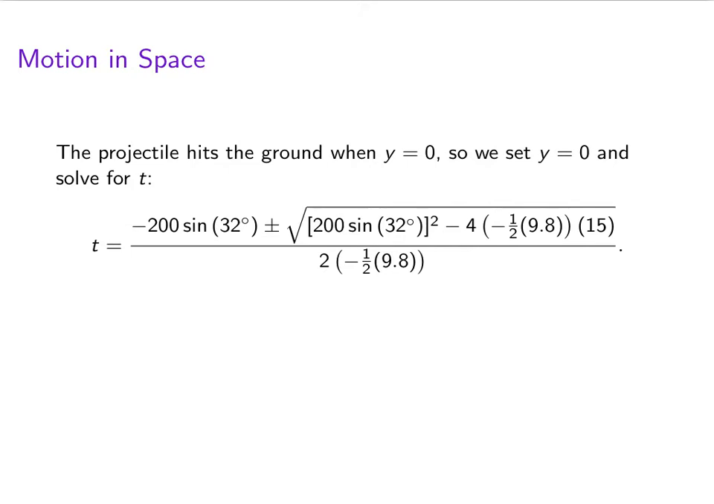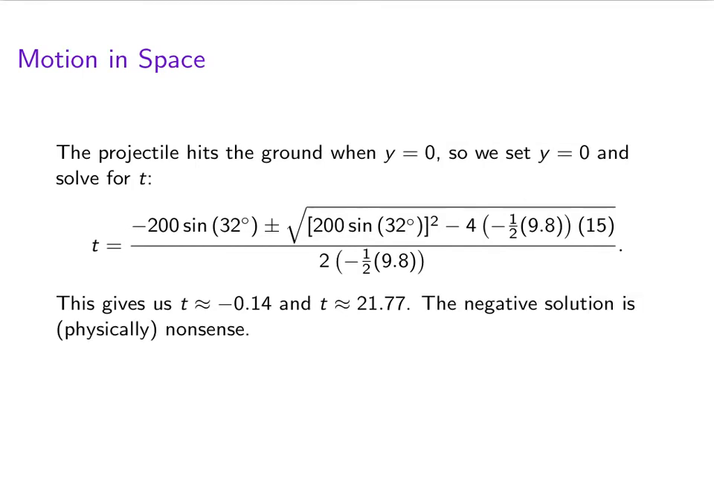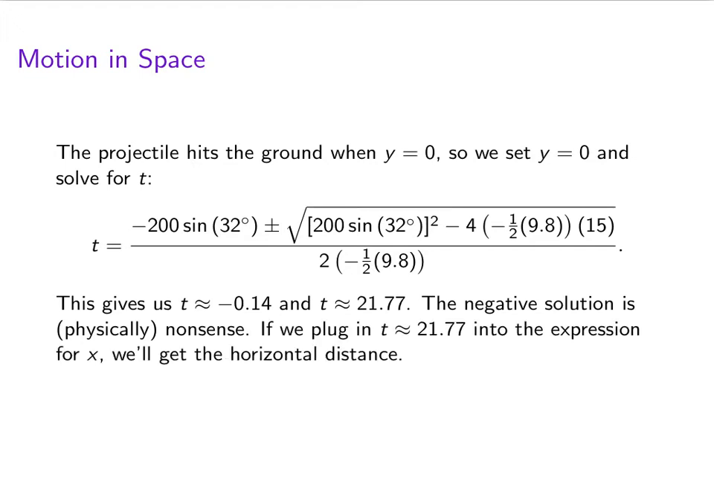Now we've got 2 solutions here. You can tell that because of the plus or minus in here. If we work out these values, we get t equals negative 0.14 and t equals 21.77, approximate and rounded to 2 decimal places. These are times; we're solving for t here. The negative solution is physically nonsense. We can't really go back in time. So we want t equals 21.77.